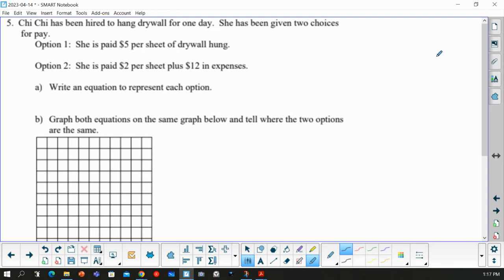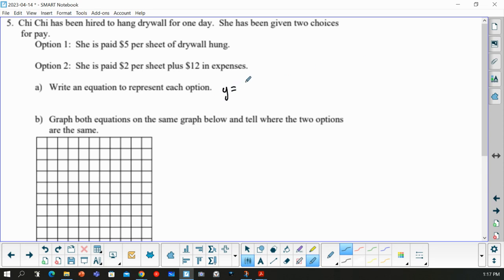All right. Chi-Chi, the founder of the famous restaurant, Chi-Chi's, has been hired to hang drywall for one day. She has been given two choices for pay. Option one, she's paid $5 per sheet of drywall hung. Option two, she's paid $2 per sheet plus $12 in expenses. Write an equation to represent each option.